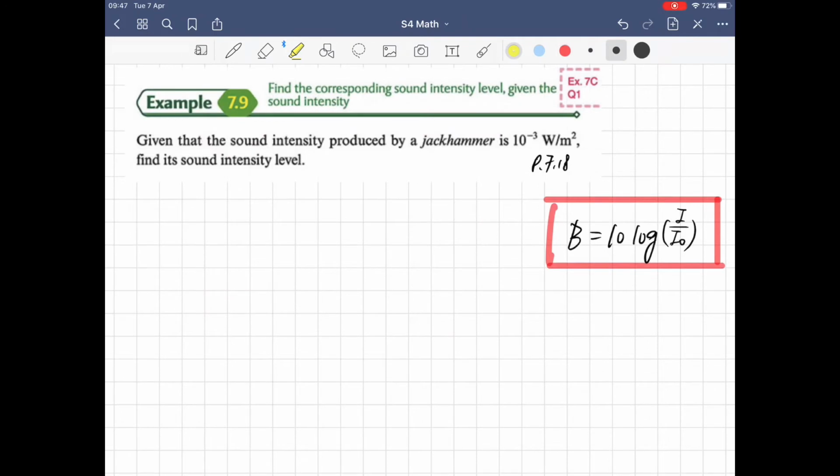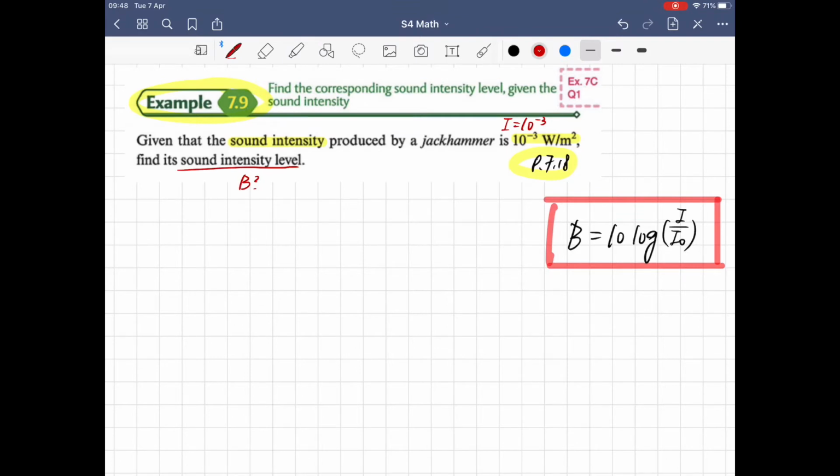So let's take a look at example 7.9 in your textbook, page 7.18. So in this question, it is given that the sound intensity produced by something is 10 to the power negative 3. Okay, so that means we know that I is equal to 10 to the power negative 3. And it asks you to find the sound intensity level. That means we are going to find the B.